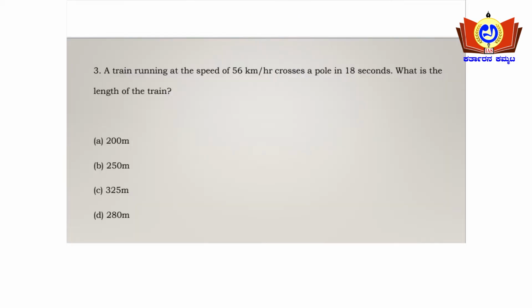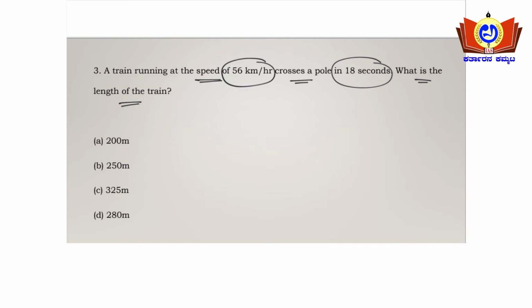A train running at the speed of 56 km per hour crosses a pole in 18 seconds. What is the length of the train? In the basic concepts of this video, before dealing with these problems, I have explained when a train crosses a platform, when a train crosses a person or a pole. The same concept you will be dealing with here. A very simple problem.